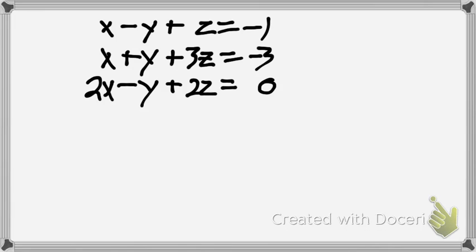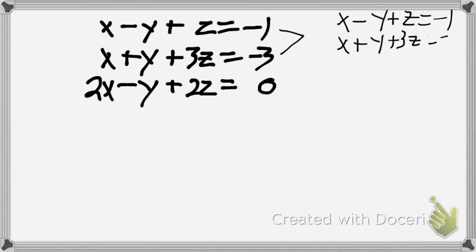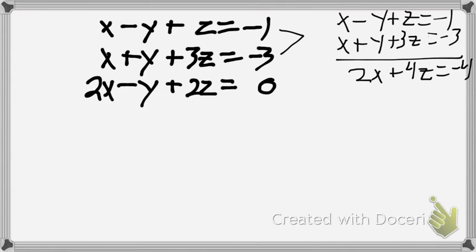So here, what I'm going to look at is what variables can I easily get rid of. And I see that there's that y in the middle. There's a positive y in the second equation, and then a negative y in both the first and the third equation. So we're going to take those first two, x minus y plus z equals negative 1, and x plus y plus 3z equals negative 3. We're going to add them together. That's going to give us 2x plus 4z equals negative 4. Okay, so now we're going to put that on hold for a while.